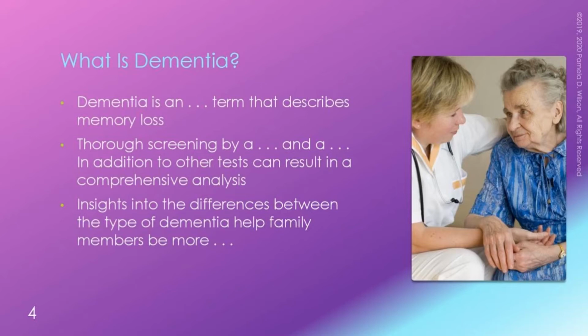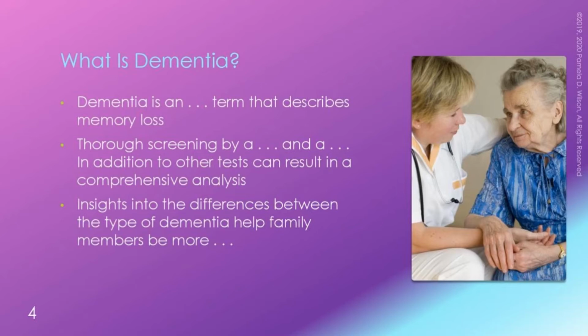Insights into the differences can help you give better care and can help you understand more about what's going on. Thorough screening through the test papers that we talked about, the scans, the blood tests, evaluations by a neuropsychologist and a neurologist, those provide the most comprehensive analysis to confirm the type of dementia. Insights into the differences between the types of dementia help you be more empathetic and compassionate to understand what your elderly parent is going through.